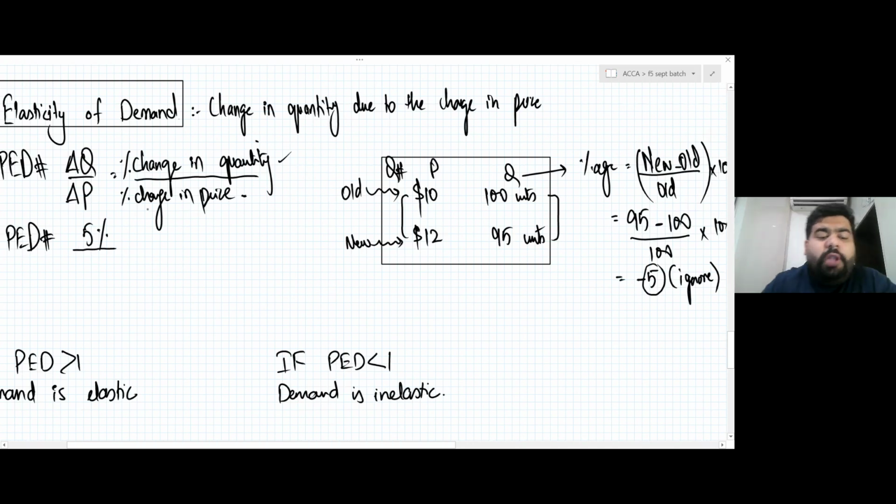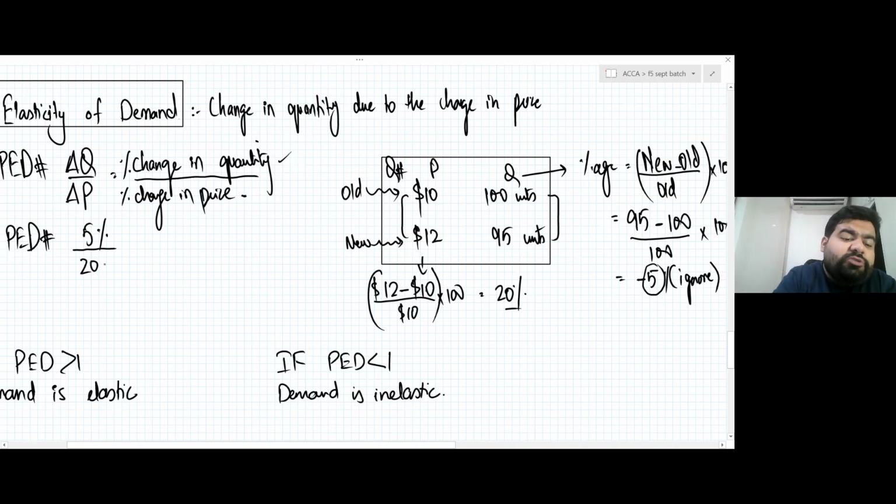divided by the percentage change in price, again the same formula. Percentage change in price will be: new value is 12 because it's $12 afterwards, before the price was 10, divided by $10 into 100. So the answer will be 2 divided by 10, 0.2, which is 20%. Here it was 5% and here it's 20%. So the percentage change in price is 20%.